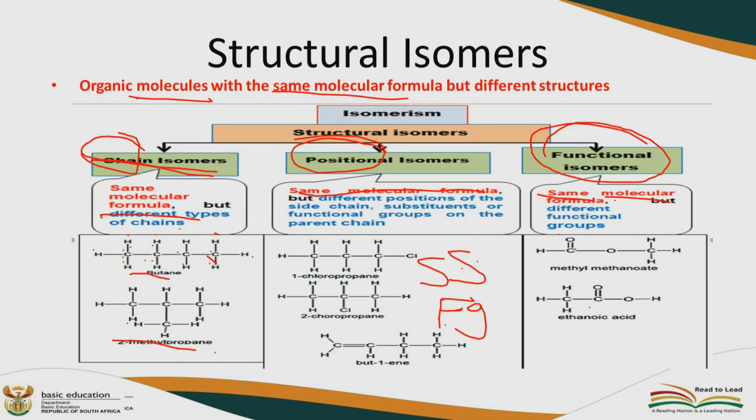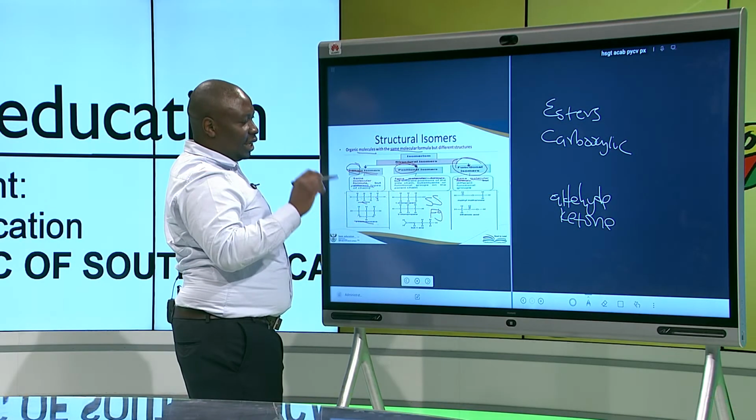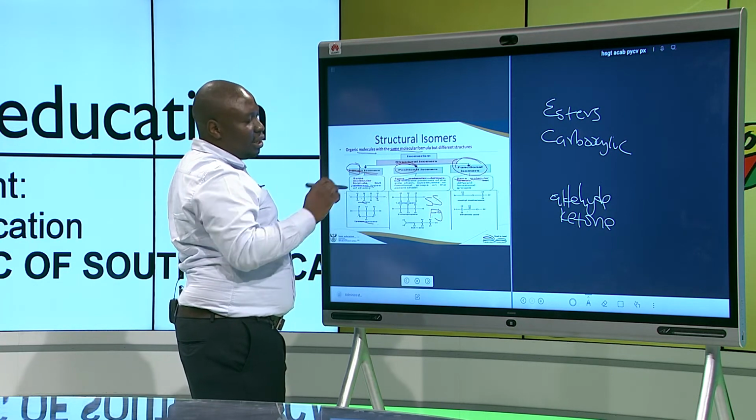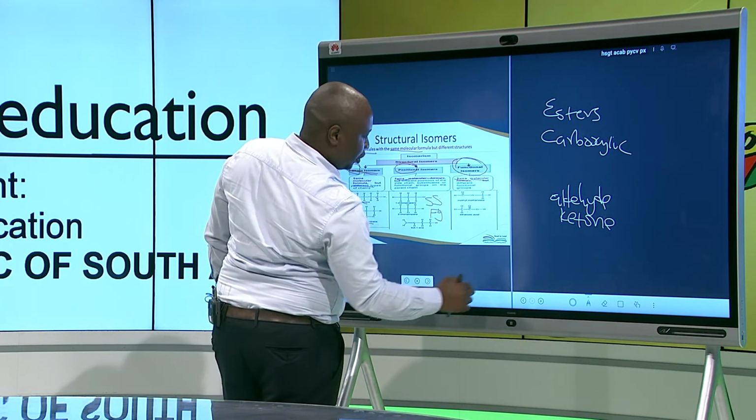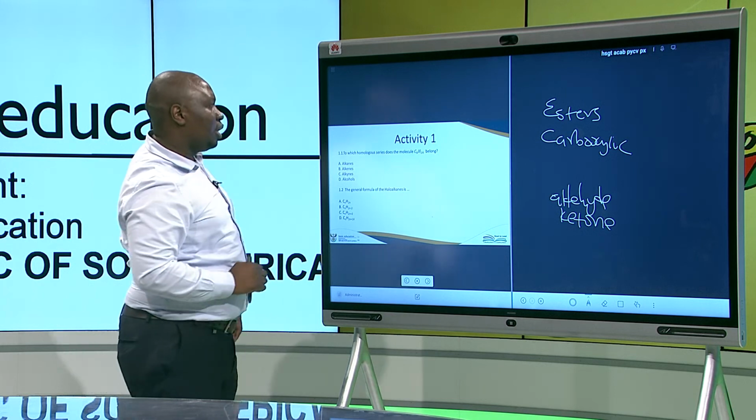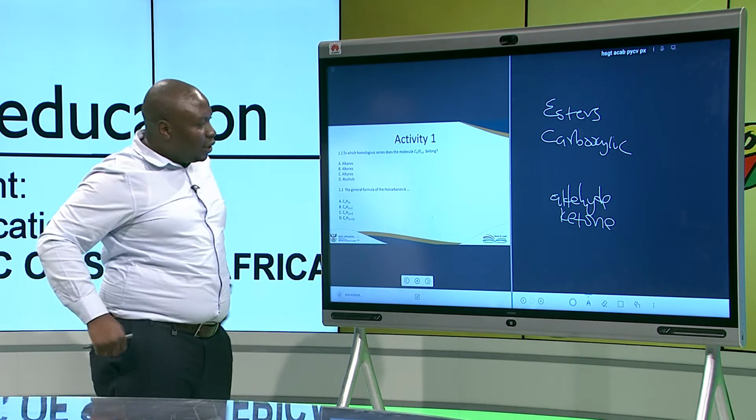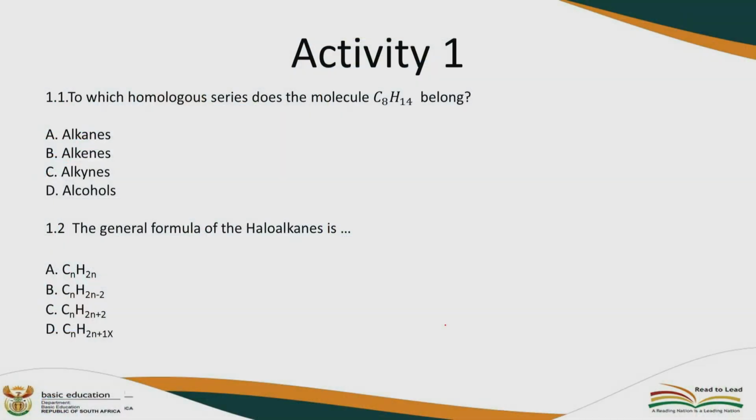We gave you the examples of each of them, but the main thing is that when you get a question, start by checking how many carbons and hydrogens you have in that structure. Now let's look at an activity as we conclude this lesson.